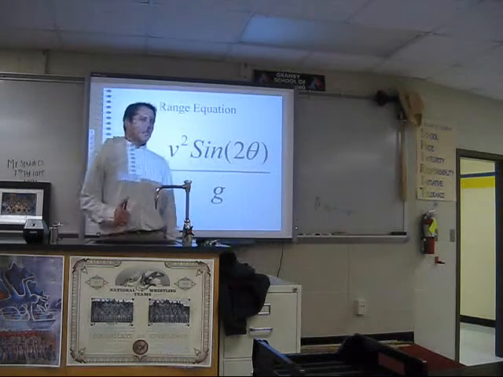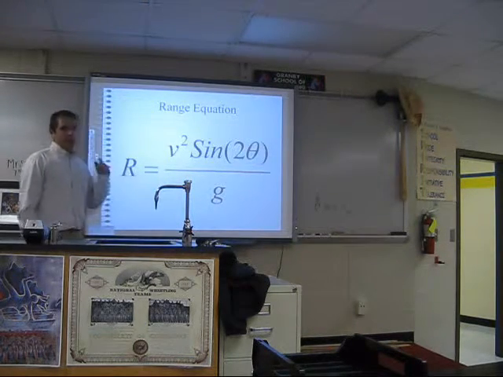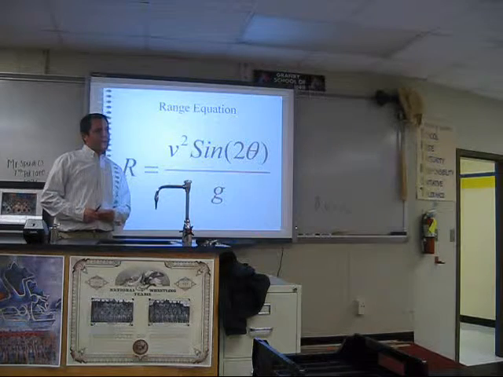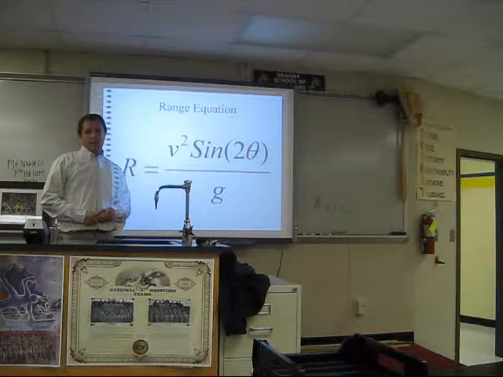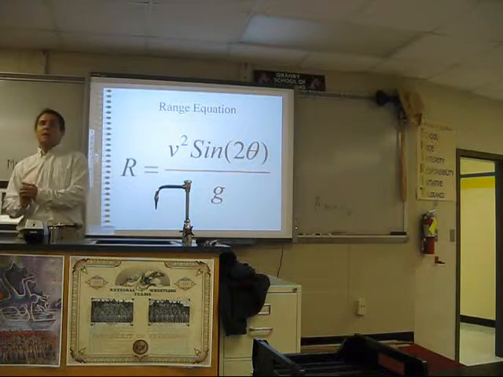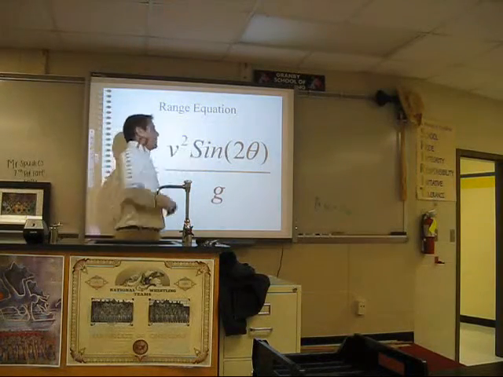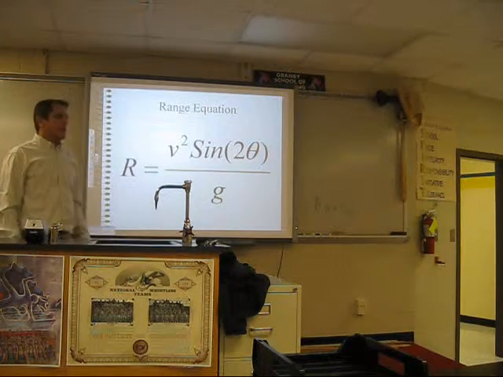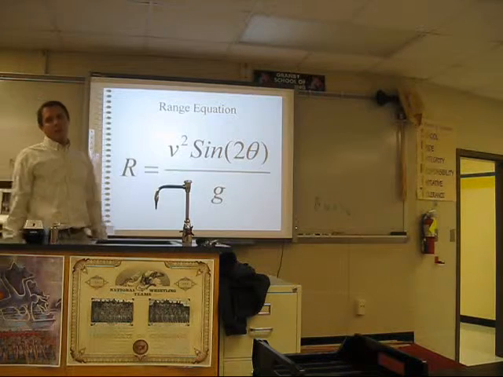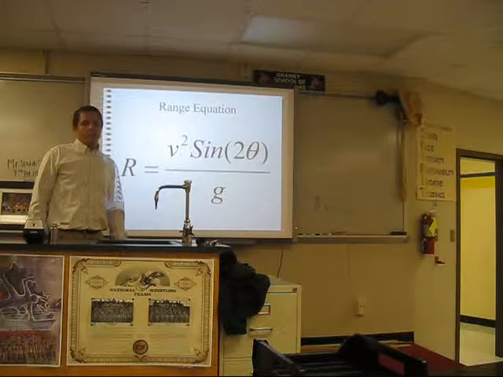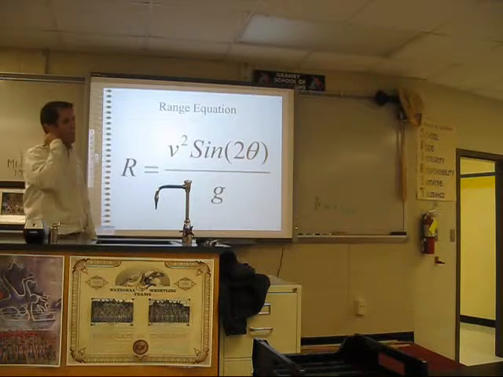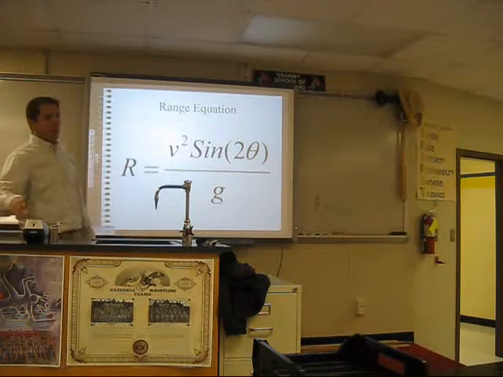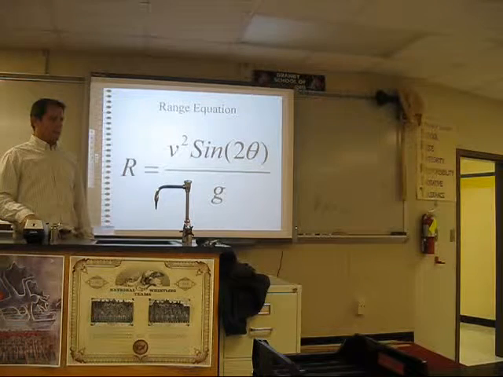We have 3 new equations for you to learn today. The first one is right here, the range equation. Range is how far away something would land. If I'm a center fielder and I want to throw the ball to the catcher, the range will be how far away the catcher would be, wherever it hit the ground first. If I'm a shot putter, range would be where it's going to hit the ground, the horizontal distance away that the object is going to hit.